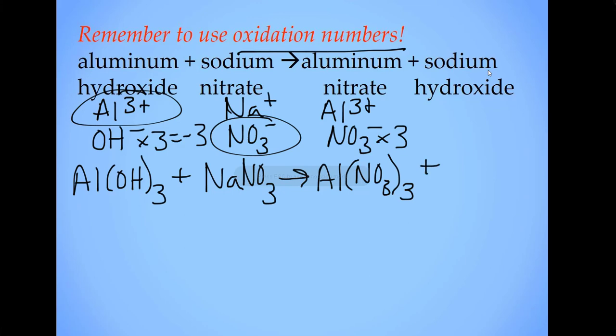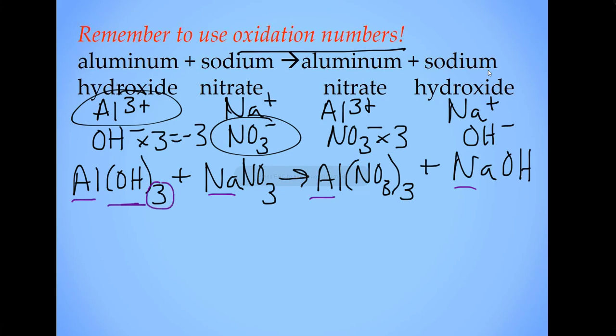Okay. And do this next one. Sodium is a +1 and hydroxide is a -1. So I can just stick that one together. NaOH. All right, let's go through and let's balance it. So I'm going to start with the aluminum. It looks like our aluminum looks okay. And it looks like our sodium looks okay. So let's look at the polyatomic ions. This polyatomic ion has 3. And so I need to make sure I have 3 on this side.